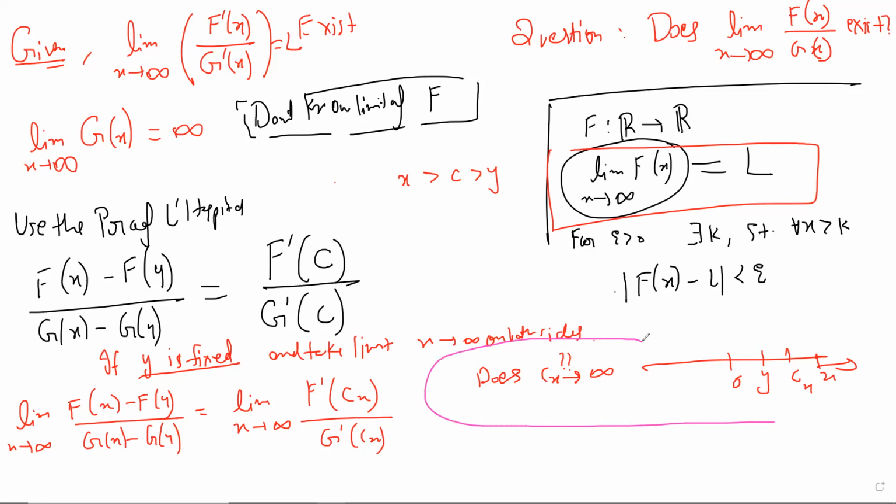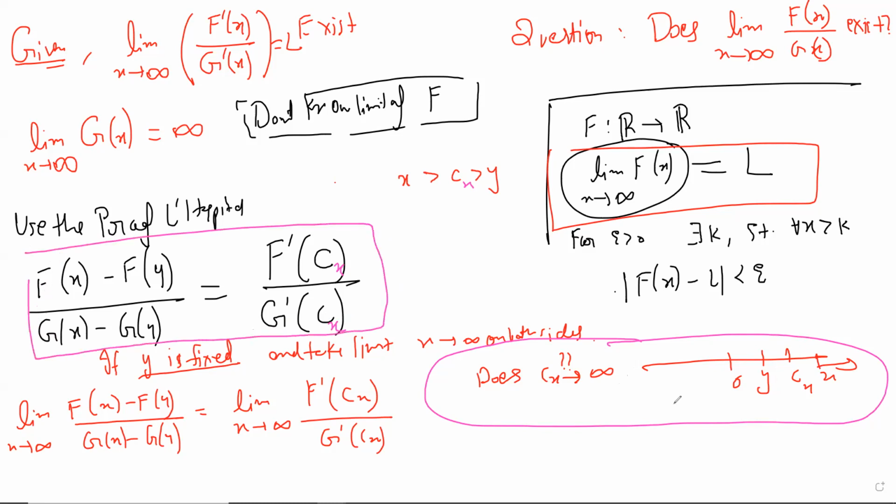If you just focus on this, I am letting the x go to infinity, but I'm fixing the y. And Cx is the mean that you get. Then should Cx go to infinity? Is it necessary? By mean, I mean just applying the Cauchy mean value theorem. I'm taking 2 points x and y, x is bigger than y. Then I find the Cx in between, for which the Cauchy mean value theorem equation holds.